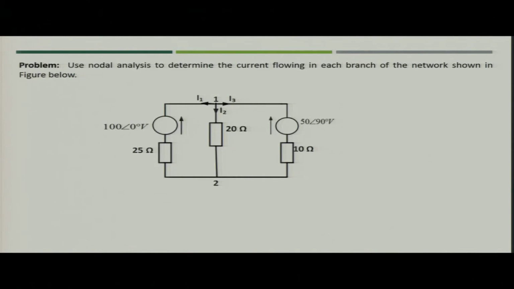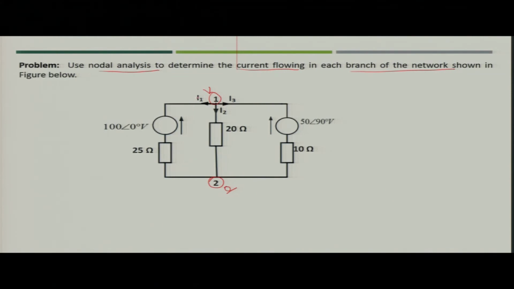Next, let us take another example. If you are asked to use nodal analysis to determine the current flowing in each branch of the network which is shown in this figure. So, what you can see from here, there are two principal nodes, that is node 1 and node 2. Node 2 you can take as a reference node. So, you need to first find out the value of V1. When you find the value of V1, you can simply find the values of current, that is I1, I2 and I3. Here I1, I2, I3 all three have been taken out of node 1.